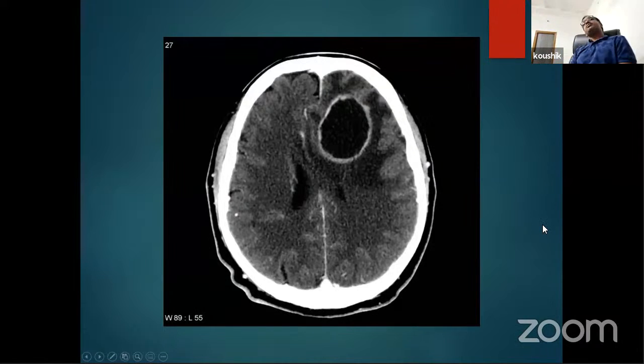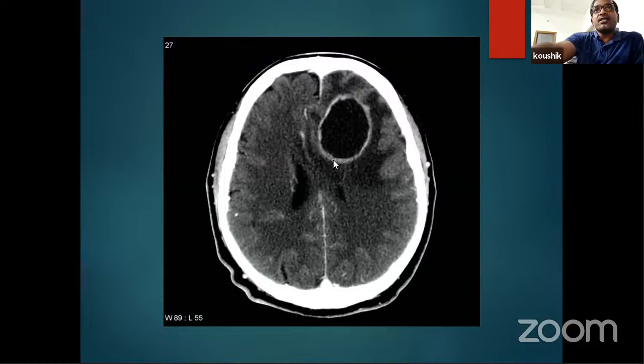Then here comes another ring enhancing lesion. This is a ring enhancing lesion in the left frontal lobe with diffuse adjacent vasogenic edema. This is causing a lot of mass effect and a mild midline shift towards the right side. This has a lot of differential diagnoses, but this is a classic appearance of a cerebral abscess.